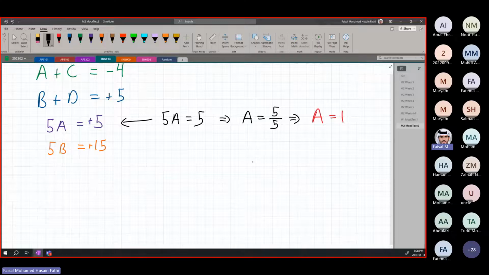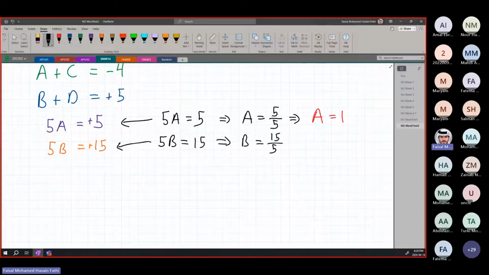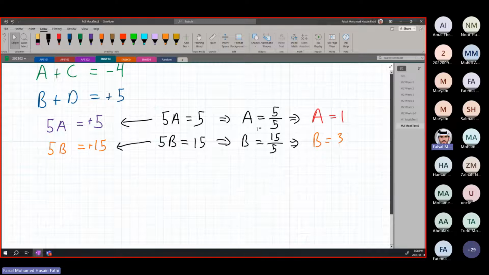Next part. The next part is this one. 5b is equal to 15. Again, there's no other variables other than b, so we can simplify this. 5b is equal to 15, and we can find b directly. b is going to be 15 divided by 5. We just divide by 5 on both sides. So b is equal to 3. So we found our a and we found our b.